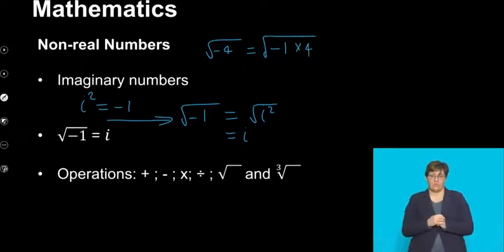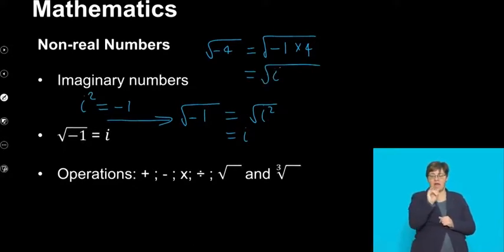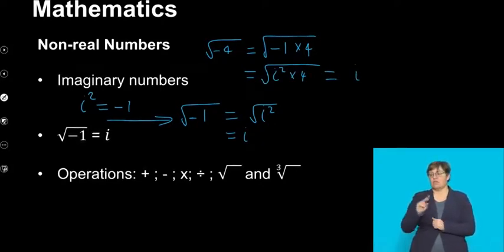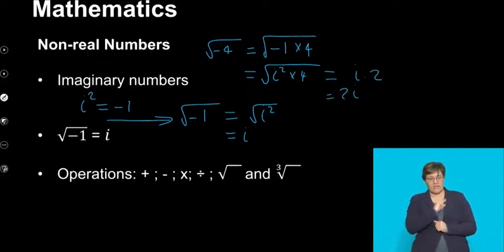I didn't change anything, I just wrote it as 2 factors. And this will be equal to the square root of i squared times 4. And then you know the square root of i squared will be i, and the square root of 4 will be 2, so it will just be 2i. Hence, we call them imaginary numbers. The i stands for the imaginary.